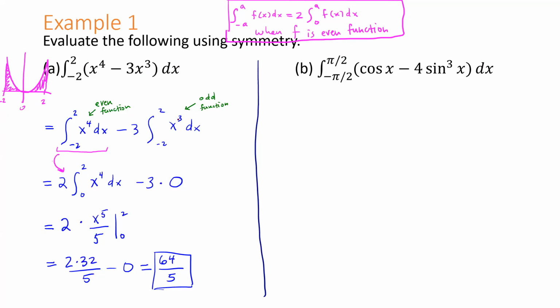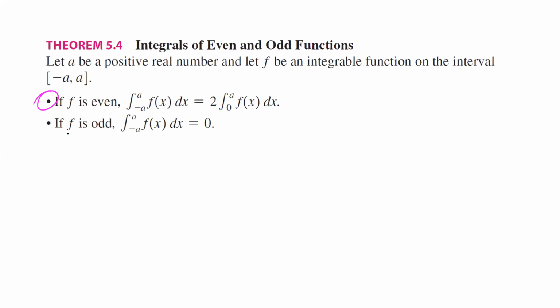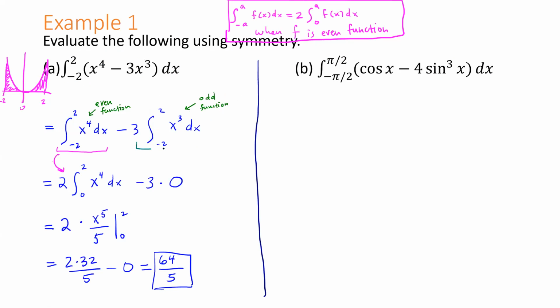And then this one is using the odd function property in part B. All right, I mean in the second property. So the integral from negative a to a is 0 when f is an odd function.